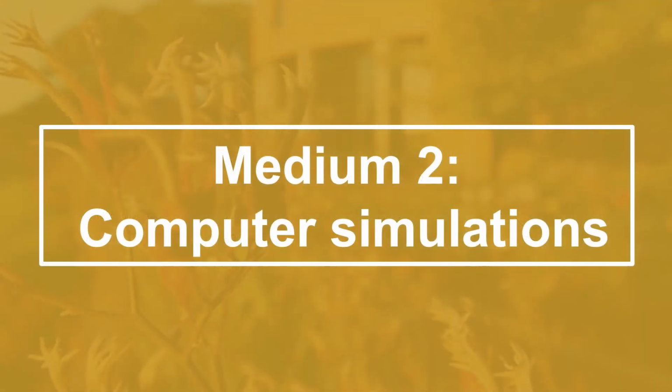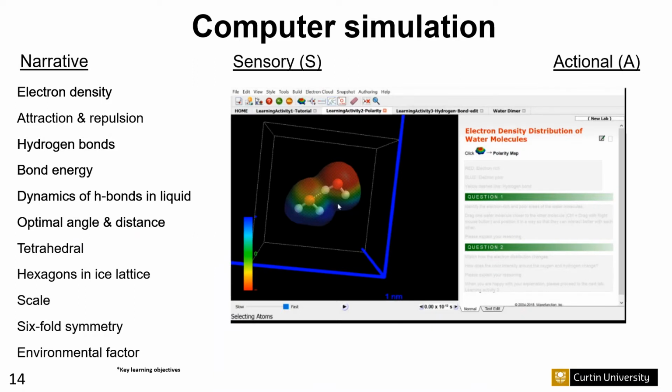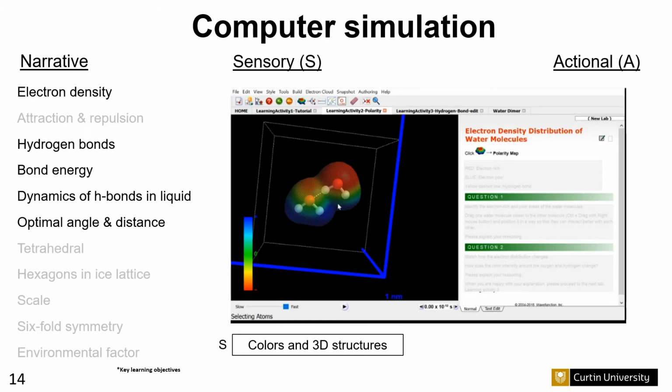Next, we have computer simulation. In this simulation, we have three main tasks. First, students explore electron density, shown in colors around 3D structures of water molecules. And we have a text instruction on the right side. We will not go into details of what the text involves, but the text is there.